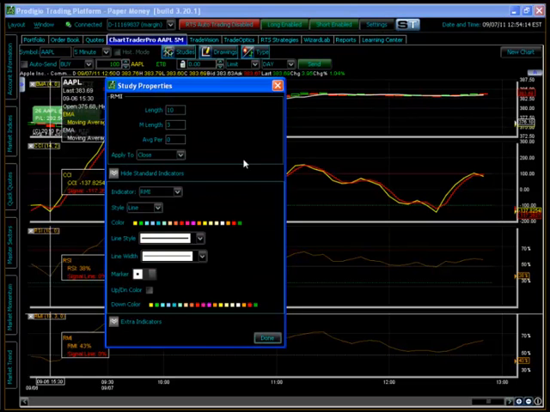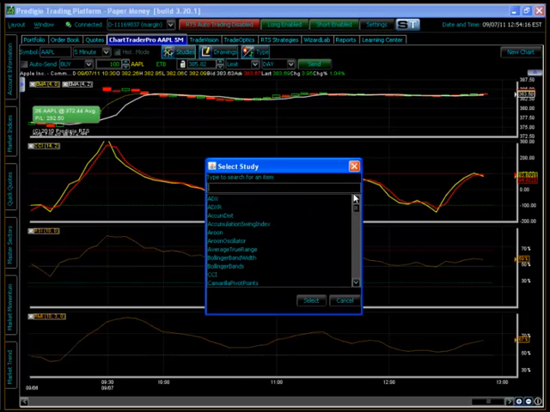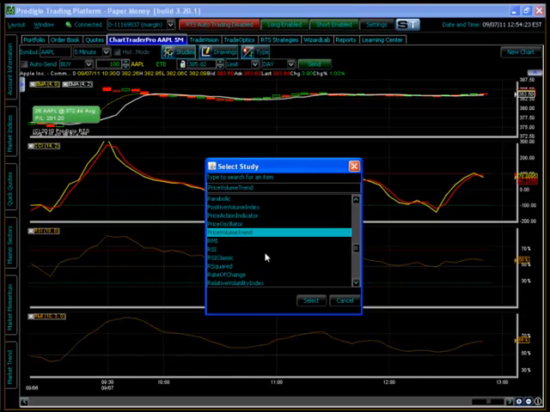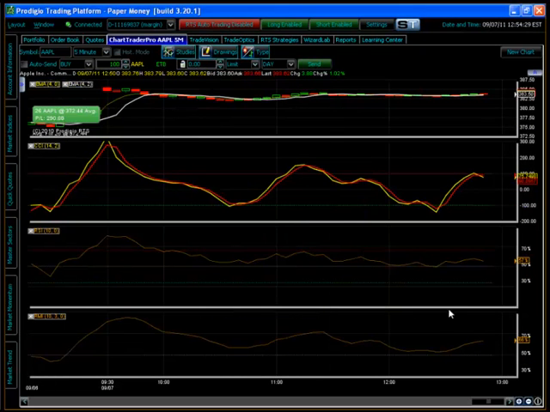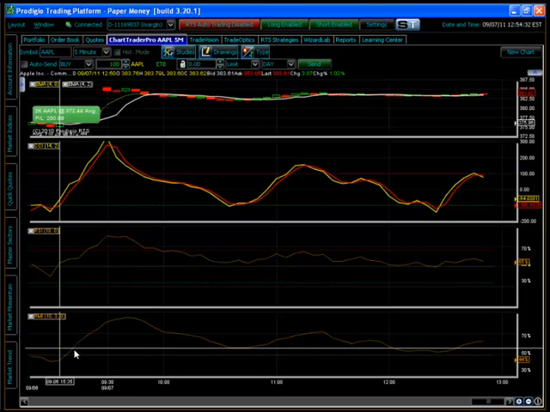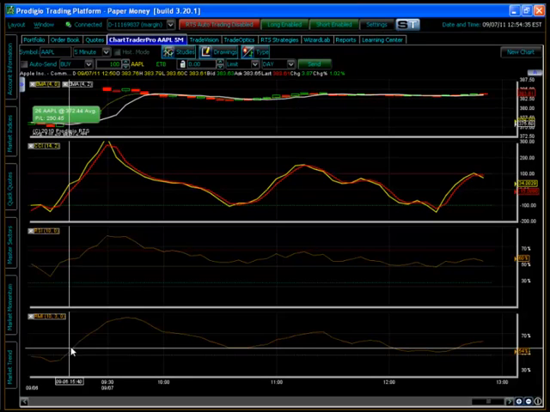If I click on RMI, and I can just click Studies here, and I can just scroll down to RMI, or I can begin typing in the filter up there. And if I select this, it'll apply a new study, a new oscillator study on the bottom of my chart. The first thing you should notice about RMI is it looks a heck of a lot like the RSI.